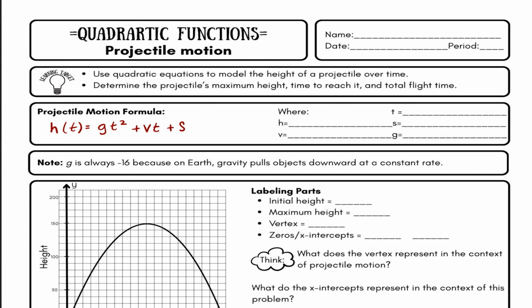So, t stands for time. h stands for height. v stands for velocity. s stands for starting height. And g stands for gravity.